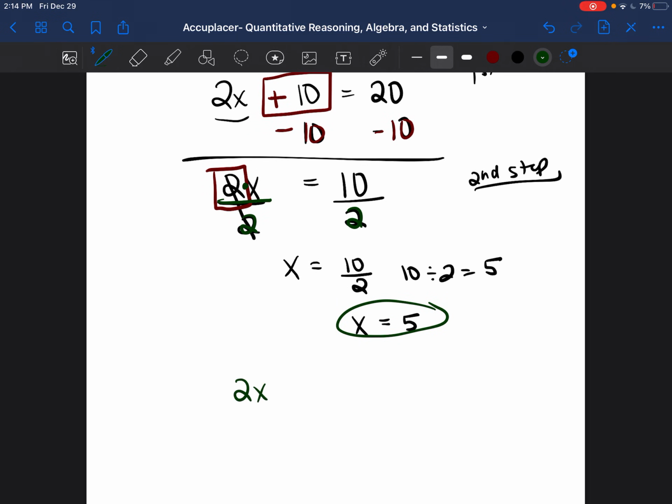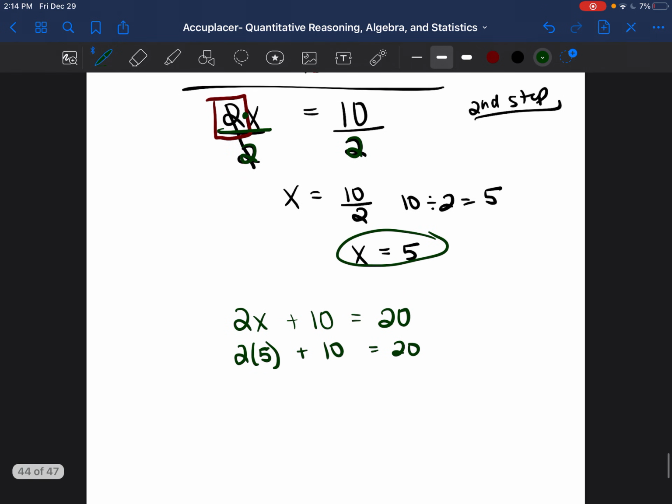Well, does that work out? 2x plus 10 is supposed to be equal to 20. So instead of writing x, we're going to write 2 times 5 plus 10 should be equal to 20. 2 times 5 is 10, so 10 plus 10 should be equal to 20. 10 plus 10 is equal to 20, so it works out. Let's go ahead and practice this again.